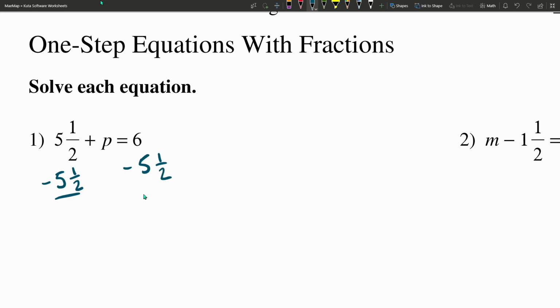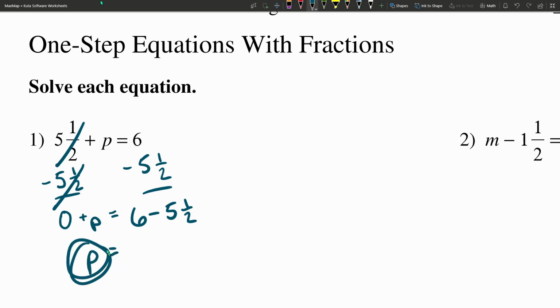So if we subtract 5 and 1/2 from both sides, 5 and 1/2 minus 5 and 1/2 is 0, and 0 plus p equals 6 minus 5.5. That's why we subtracted that 5.5, because when we add those two together, it gets 0, and 0 plus anything is whatever that 0 is added to. So it's just going to be p. So there we have it. You can see we've isolated our variable, and now we're just going to subtract on the right-hand side.